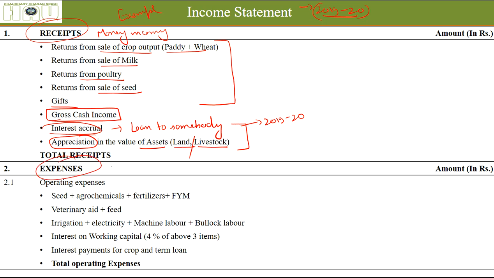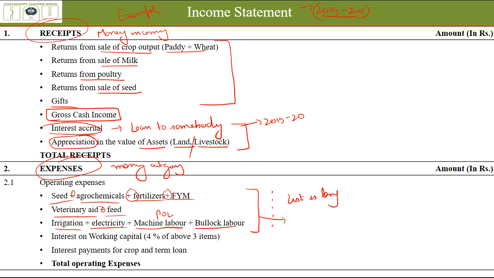Expenses, where the farmer is spending money, outgoing. It goes for seed, agrochemicals, fertilizers, FYM, veterinary aid and feed, irrigation charges, electricity charges, machine labor charges, petrol, oil, lubricant, maintenance, bullock charges. Okay, his feed, his maintenance, his veterinary aid. I have added these plus, but these are individual items because the list is long. That's why I have just clubbed them here, but you can make a proper list.